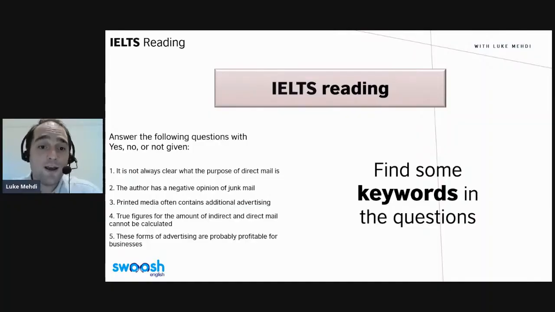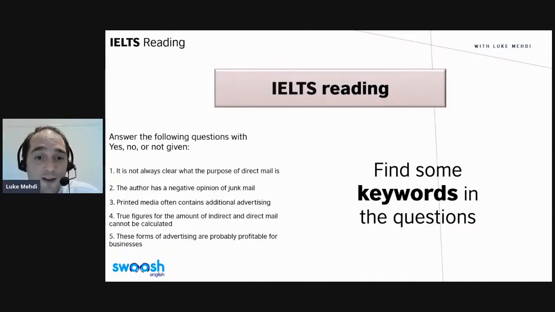True figures for the amount of indirect and direct mail cannot be calculated. Okay, another keyword here: true figures, actual numbers. And we know from when we skim read the paragraph at the beginning that we do have some numbers there. So that's going to be really helpful in finding the answer to question number 4. We go to the place where we've got the numbers.